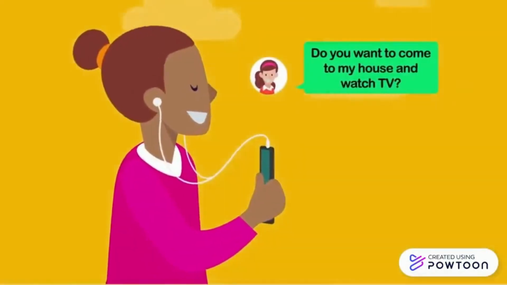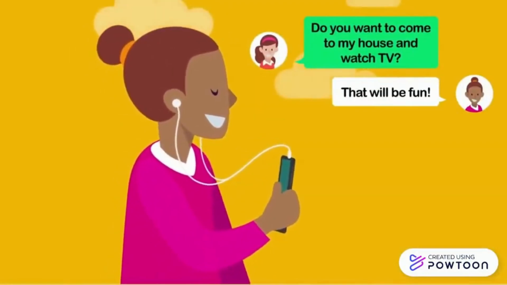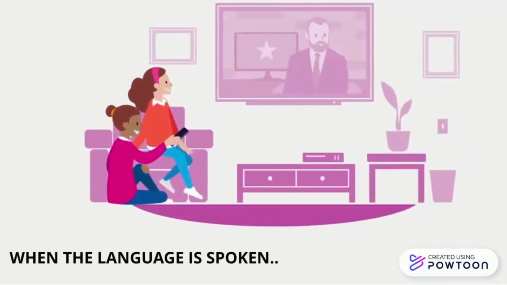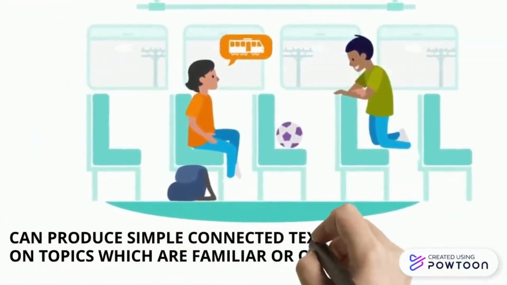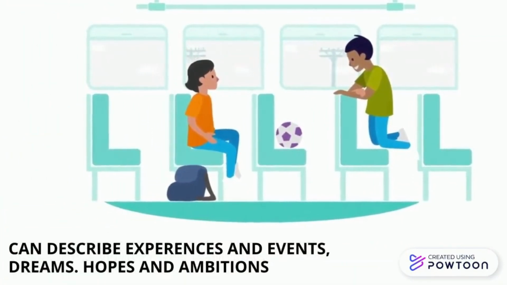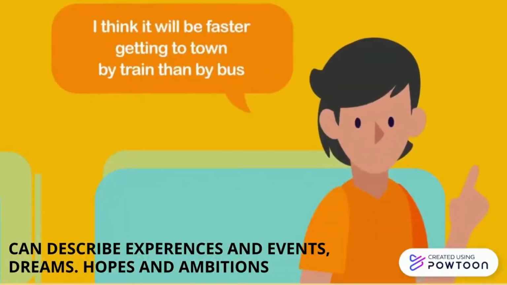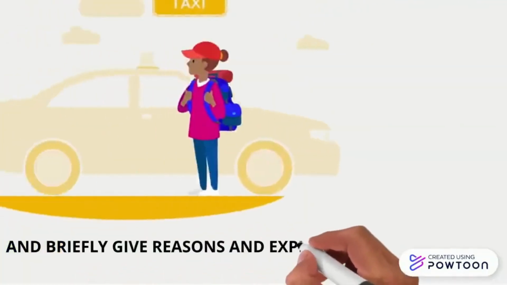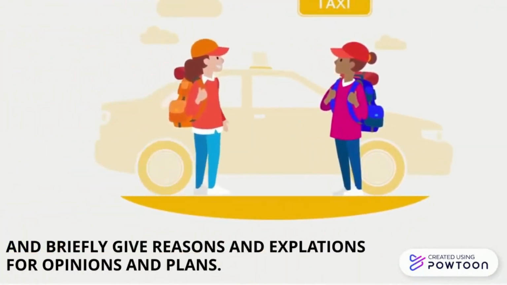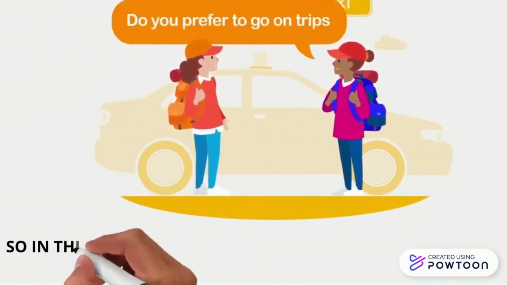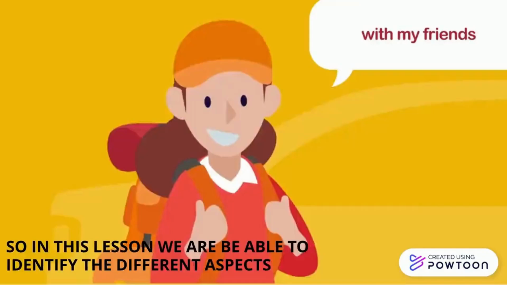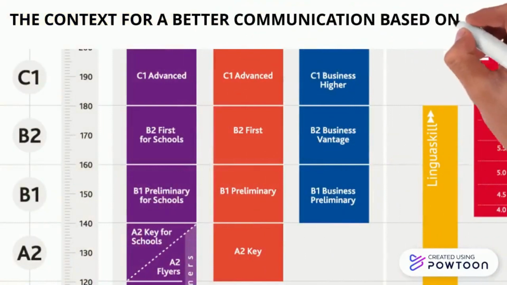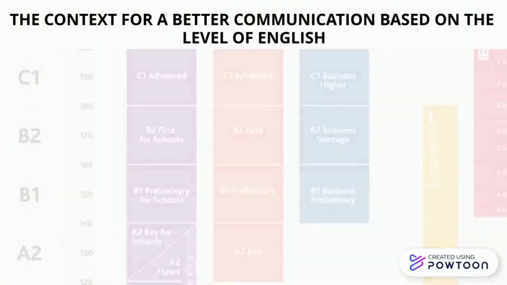They can deal with most situations likely to arise while traveling in an area where the language is spoken. They can produce simple connected text on topics which are familiar or of personal interest. They can describe experiences and events, dreams, hopes, and ambitions, and briefly give reasons and explanations for opinions and plans. So, in this lesson we are able to identify the different aspects of learning English in context for better communication based on the level of English.